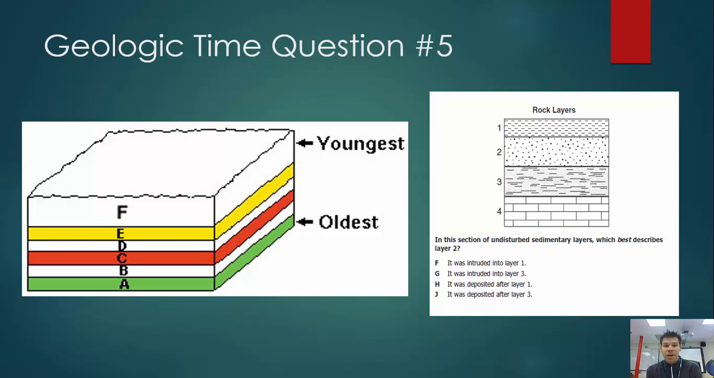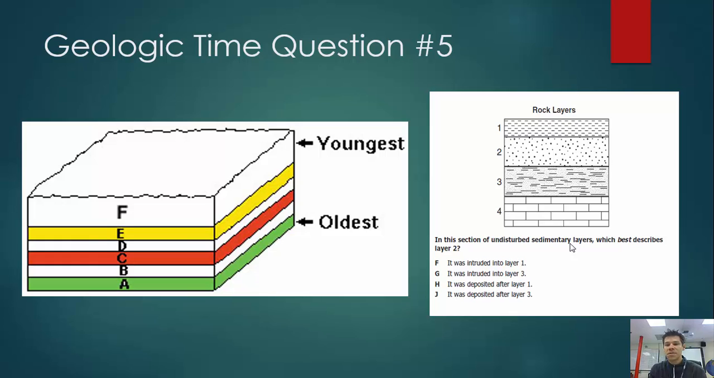Okay, this is a pretty easy question. This is a relative dating question. Again, there's lots of those in geologic time. Just remember our youngest rocks are on the top and our oldest rocks are on the bottom. Now, in this section of undisturbed sedimentary rocks, meaning there hasn't been an earthquake to have shifted the layers, there hasn't been an igneous intrusion, there hasn't been mountain building.